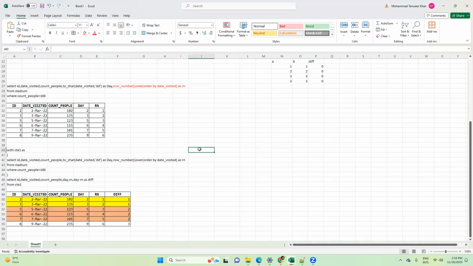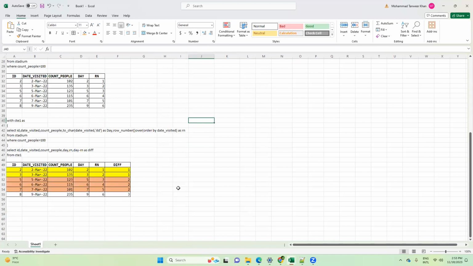Yes, sir. Now, can you think what logic we should implement after this? Can you think? Almost 50% I have cracked the question. Group by on difference and where count of difference is greater than 1. Perfect.